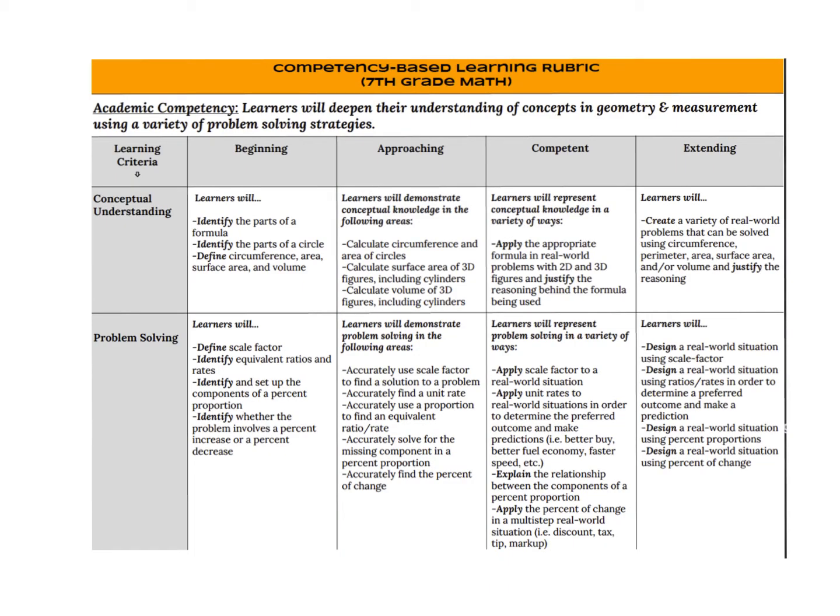So we are going to be working in a couple of our competencies. We're actually working in two of them right now. The first one is our geometry and measurement. With this one, we have to define scale factor, identify equivalent ratios and rates, identify and set up the components of the percent proportion. All of the problem solving stuff is what we're going to be doing in this unit.